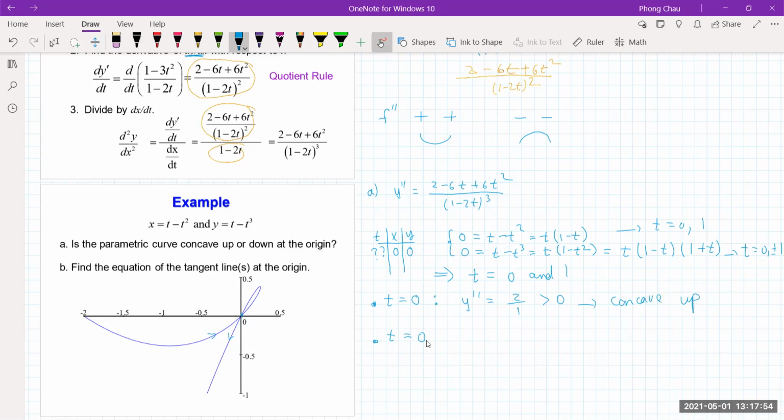And if t equals 1, then I plug into the second derivative: 2 minus 6 plus 6, and on the bottom I have 1 minus 2 cubed. So that's 2 over negative 1 cubed, which is negative 2. You see that is less than 0, so the graph is concave down. Concave up here, then concave down.